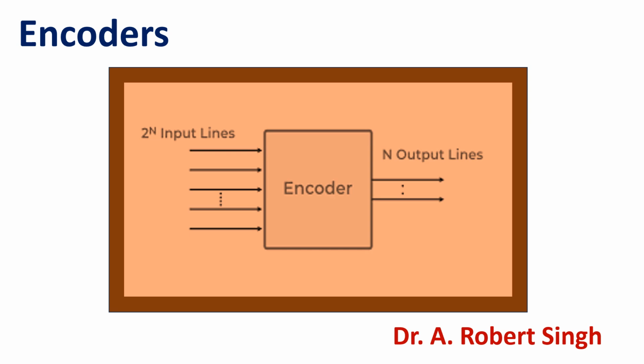In digital systems, encoders play a crucial role in converting data from one format to another, typically from a human-readable form into a more compact or machine-readable code. They are essential in many applications such as communication systems, data storage, and signal processing. In this video, we will explore the different types of encoders, how they work, and where they are commonly used.